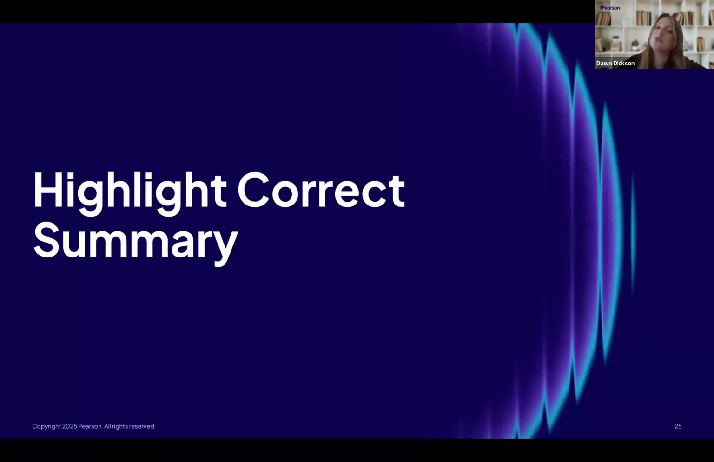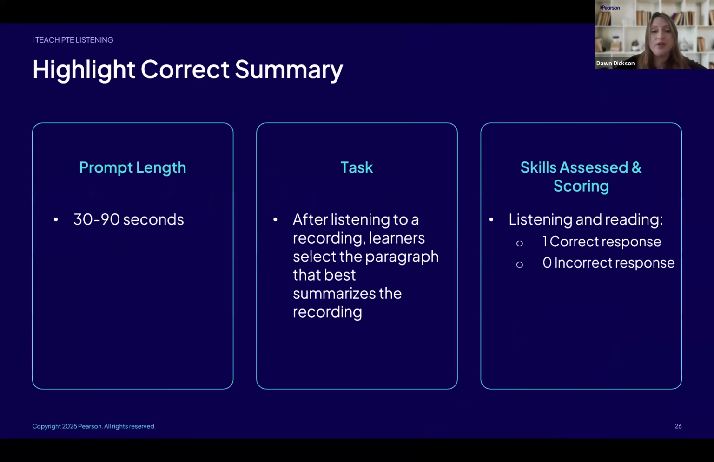Moving on to the next question type. So this time we've got highlight correct summary. A little overview again of what this question type contains. The prompt length: the recording that they will hear is 30 to 90 seconds long. The task: after listening to a recording, learners will select the paragraph that they think best summarizes the recording. They'll be given a choice of paragraphs and they have to select the best one.